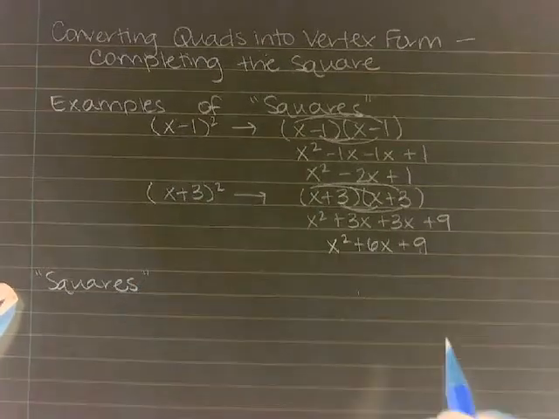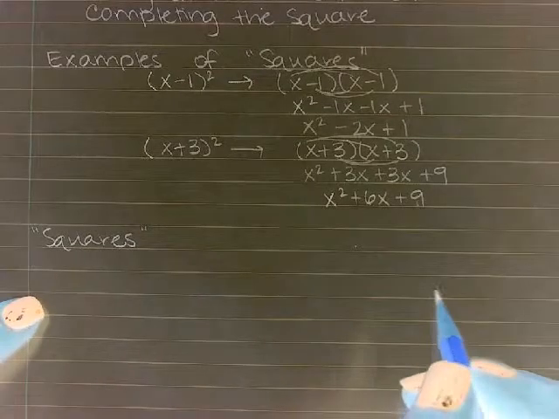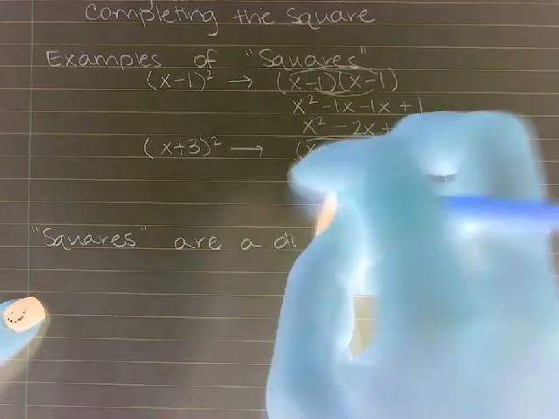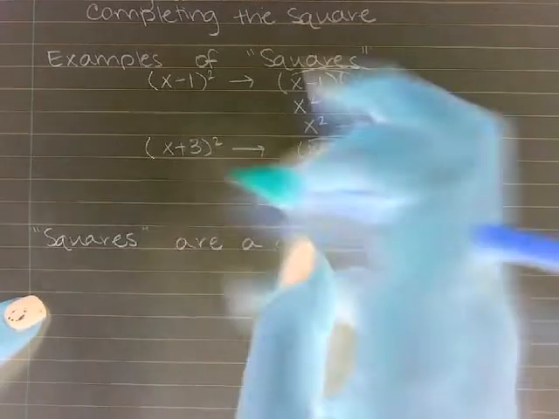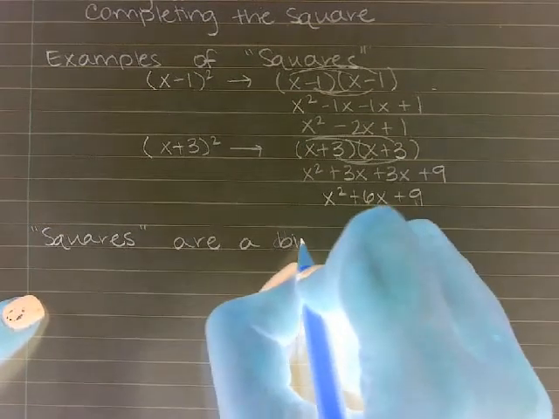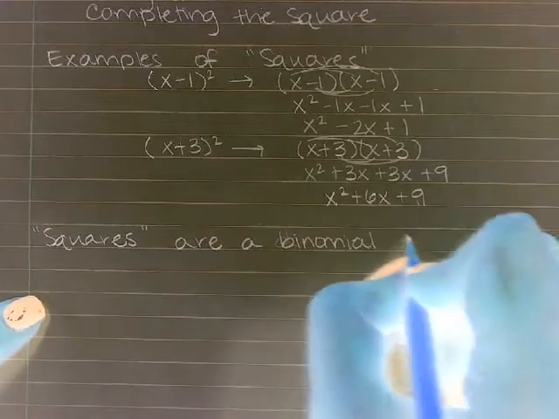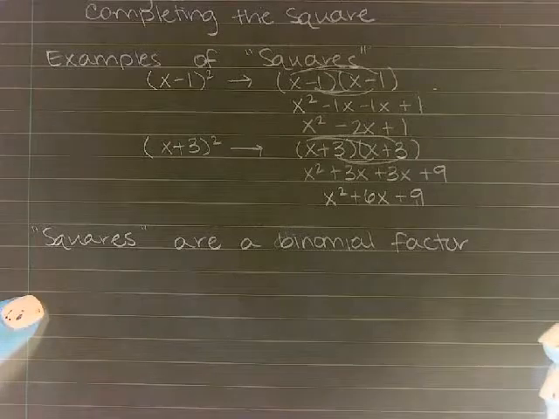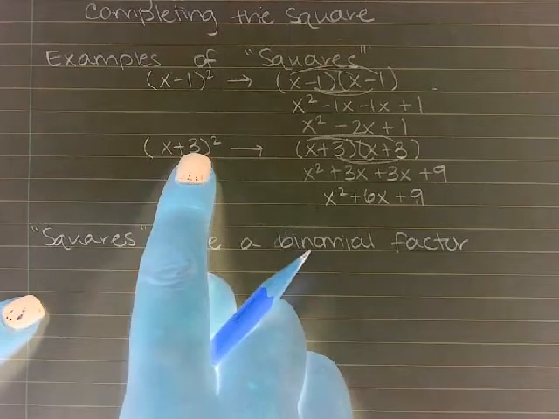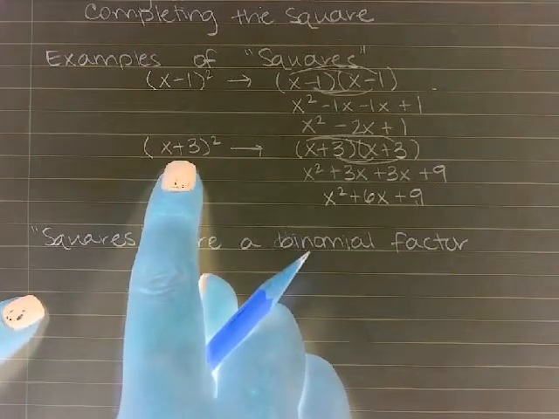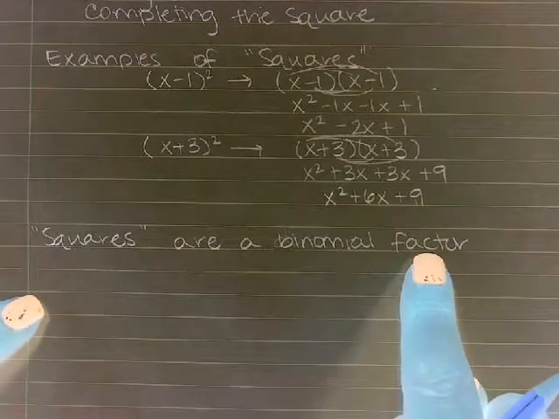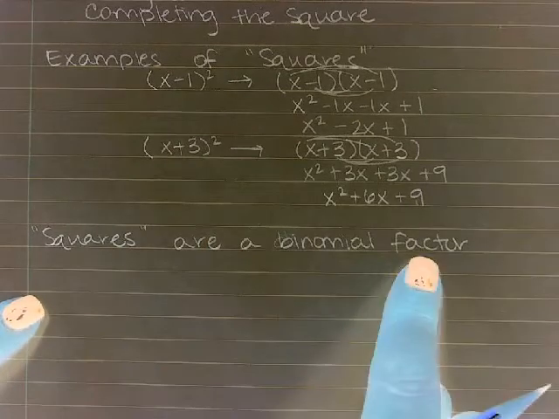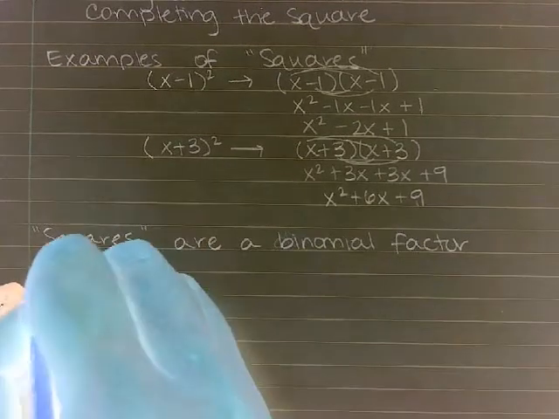So we're going to say that squares, that x minus 1 squared, that x plus 3 squared, squares are a binomial. I said binomial, but I put a D. Binomial. What do I mean when I say binomial instead of trinomial? I mean 2. So these have 2 terms in them. That's why we call them binomials. Why did I call it a factor? Yeah, because it's in parentheses. It's like factoring, okay? So binomial factor multiplied by itself.